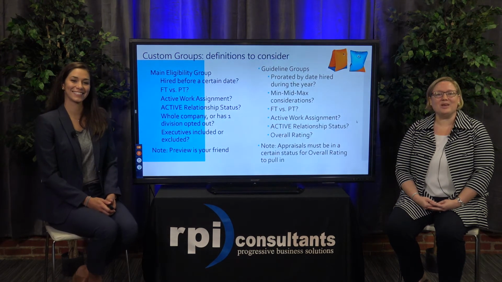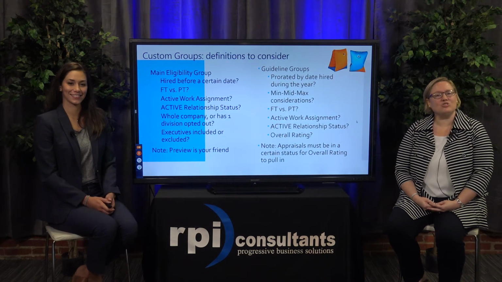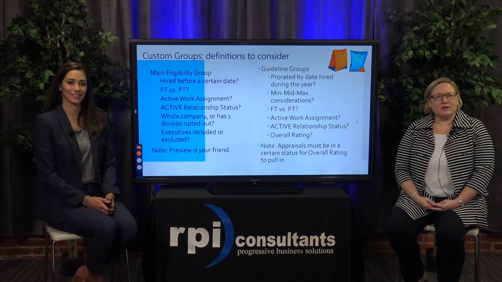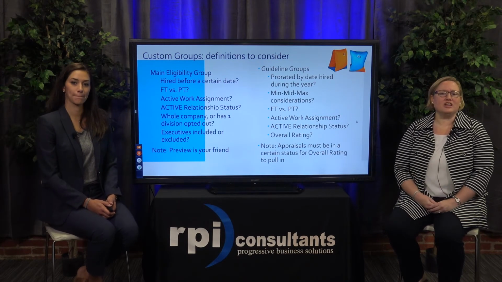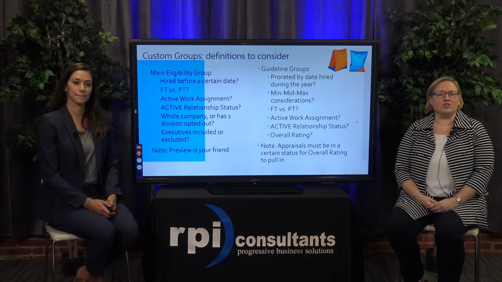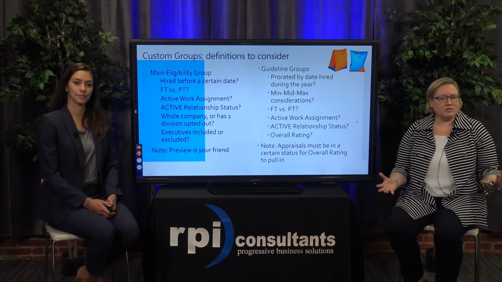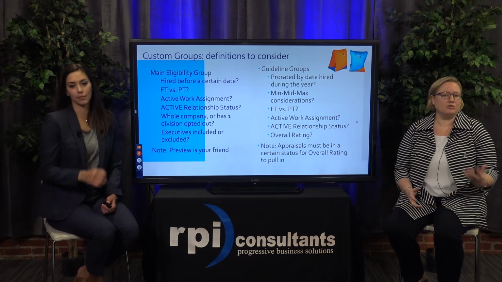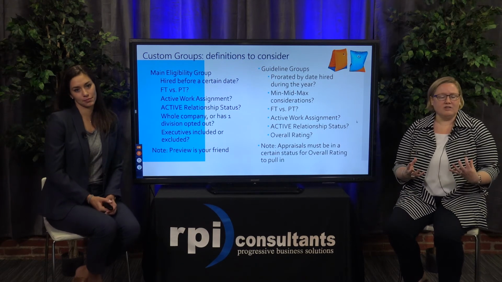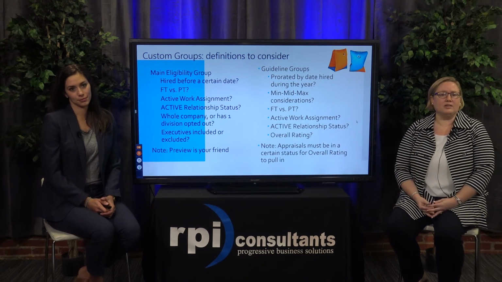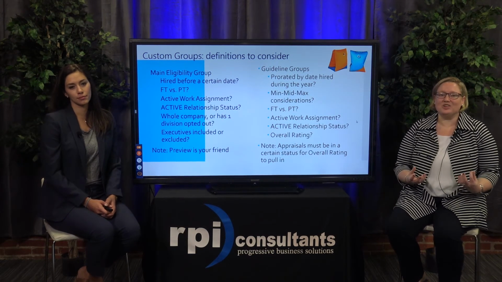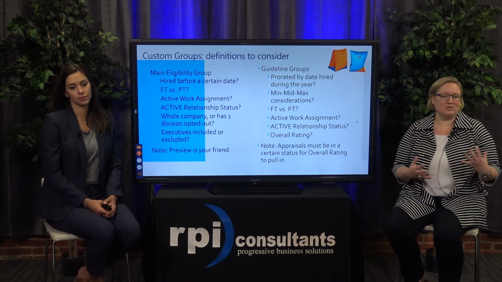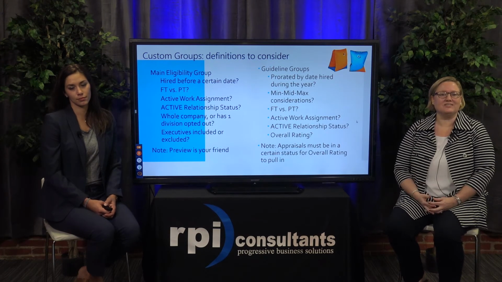For your main eligibility group, think through things like: is everybody eligible for a merit increase, or do you have to have been hired by a certain date to be eligible for this year's current merit increase? Are all your employees full-time and part-time eligible, or only full-time, or some other variation of a work type? Obviously, you want people who are active, but you need to have that in the group, that their work assignment's active, their relationship status is active.